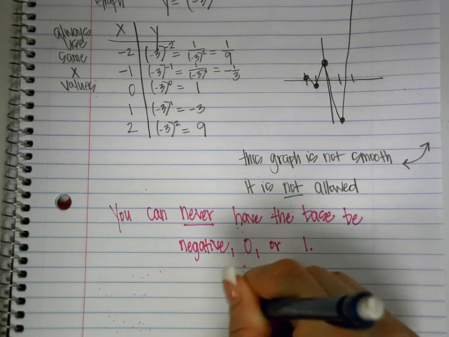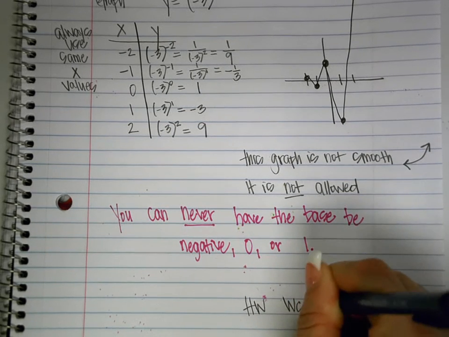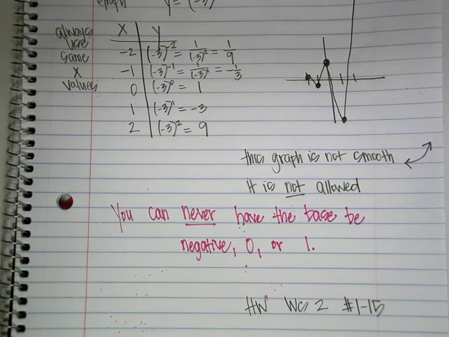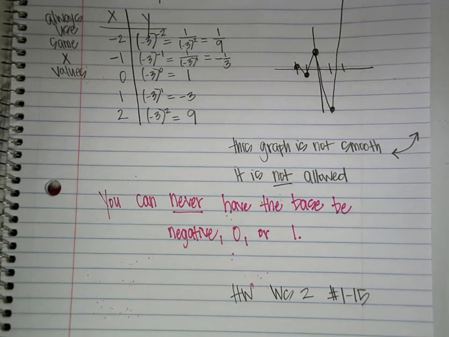Homework on this is going to be worksheet 2. You're doing numbers 1 through 15. There are only 15 questions on here. Worksheet 2, numbers 1 through 15.